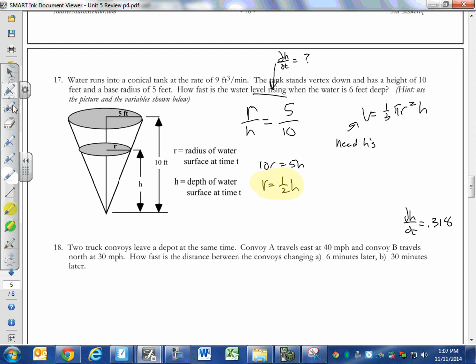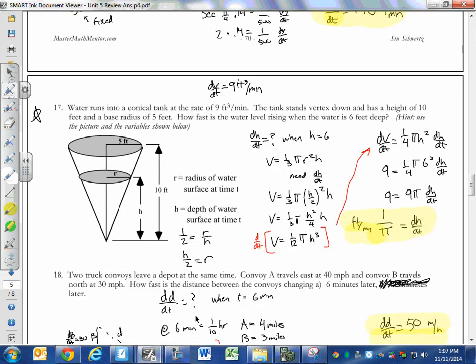Now the key, and they don't tell you this, is that since you need to find dh/dt, you need h's. So since you need h's, you solve for r so that you can plug in h's, so you get 1/3 pi, and then you plug in 1/2 h squared times h. Or h over 2 squared times h. That simplifies to be 1/12 pi h cubed. Take the derivative of this to find dh/dt. That's the hardest type of problem. Okay?